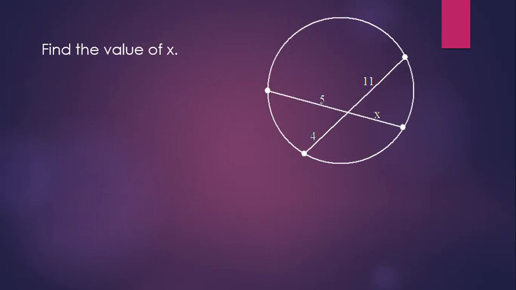Find the value of x. Because we have two chords on this circle that intersect, we can multiply the lengths of the pieces of the chords, and we know that those products will be the same. In other words, 5 times x will have to equal 11 times 4, which means that x has to be 44/5 or 8 4/5 units long.